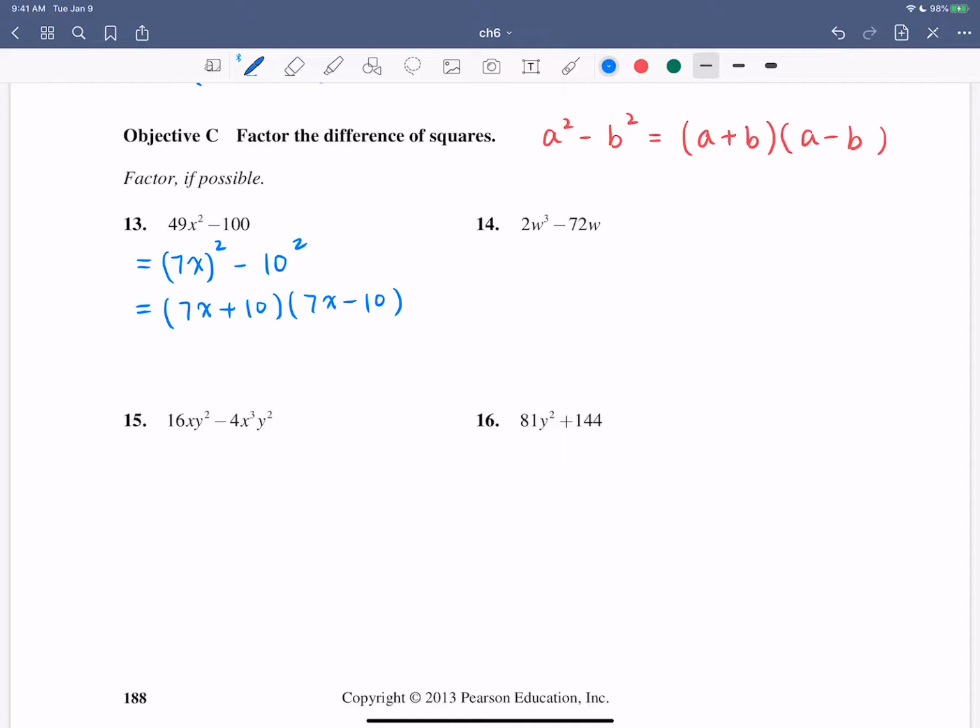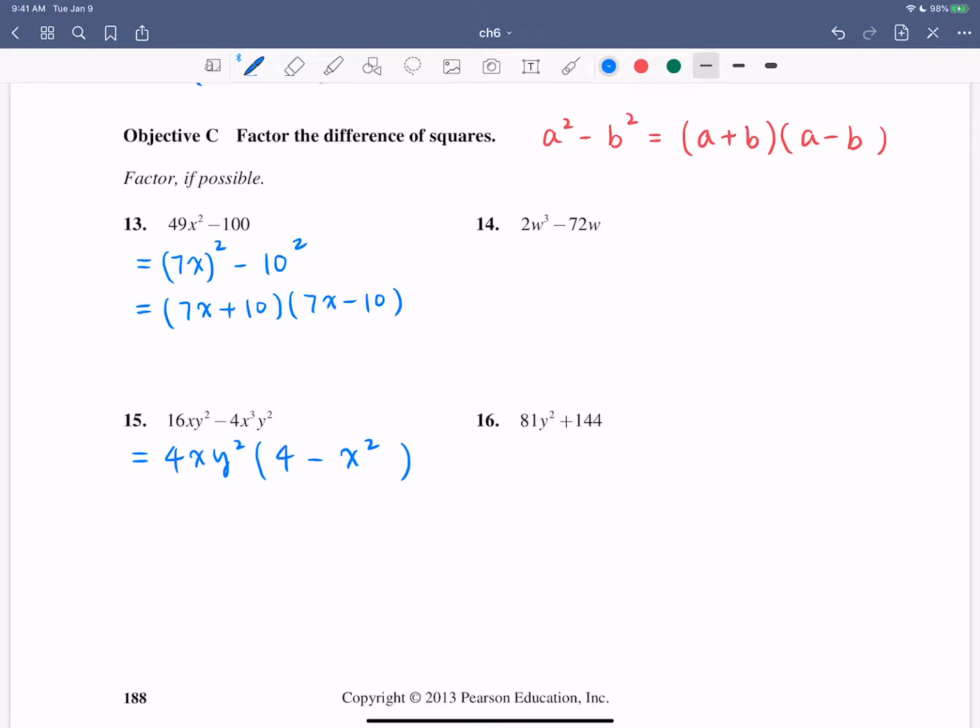Number 15, 16xy squared minus 4x cubed y squared. Just by looking at these two terms, you might notice that they're not perfect squares, but do not forget in number 11, we factor out a GCF. So usually, if you can factor out a GCF, do that first. The GCF in number 15 is 4xy squared. Once you take out this GCF, we will have 4 minus x squared left inside.